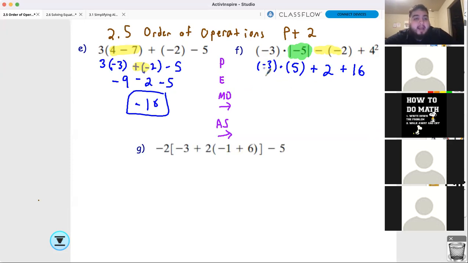So we're going to multiply -3 times +5, which is -15. Bring down the +2 and +16. So this scenario is we owe $15, but we're depositing, we're adding money to our account of $2 and we're adding $16. So when we do that, we only have $3 to our name at the end of our transactions. And we're done with F.